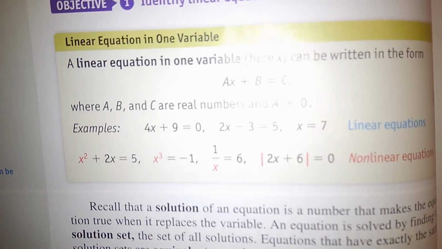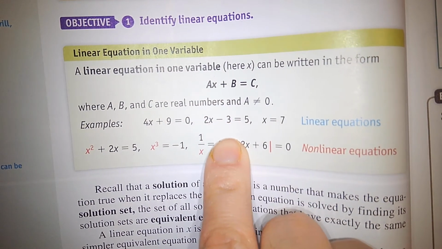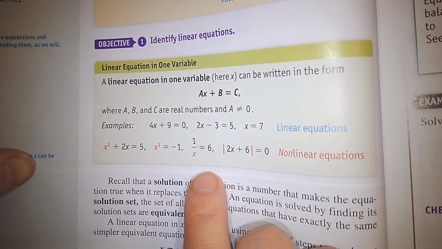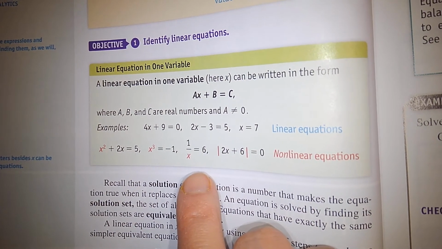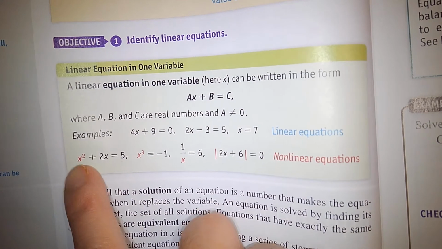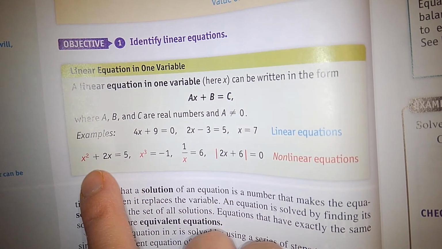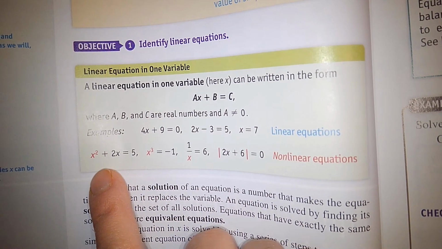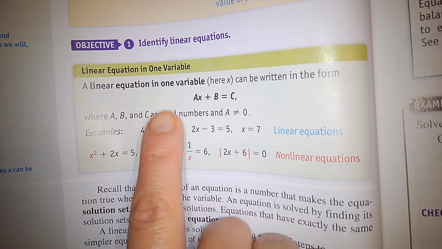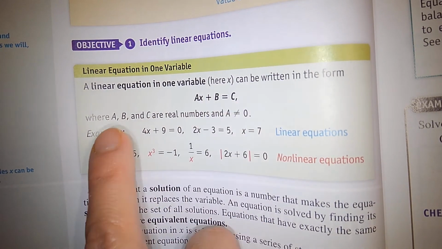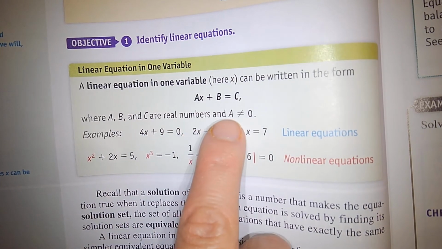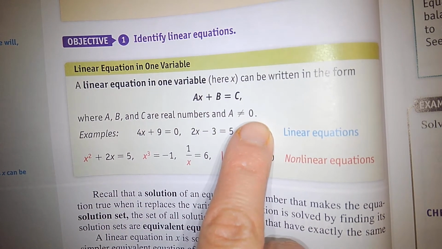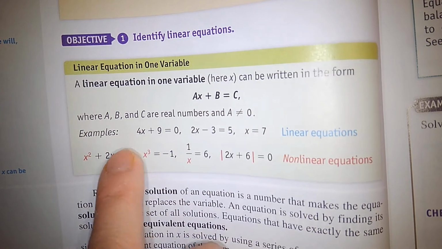Linear equation in one variable. This is the definition. I'm going to ask a volunteer to read this definition for us. Who wants to read? Jose? The whole green box. A linear equation in one variable x can be written in the form ax plus b equals c, where a, b, and c are real numbers, and a does not equal 0.